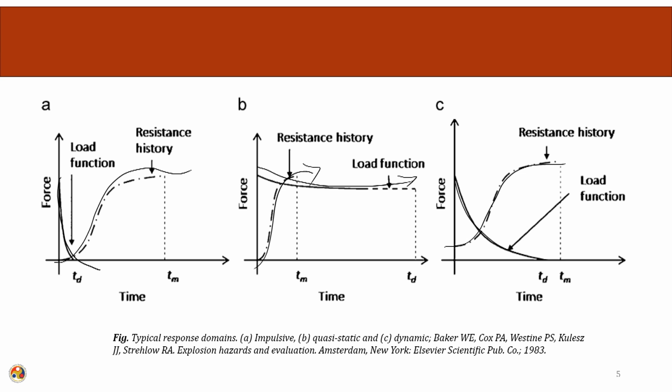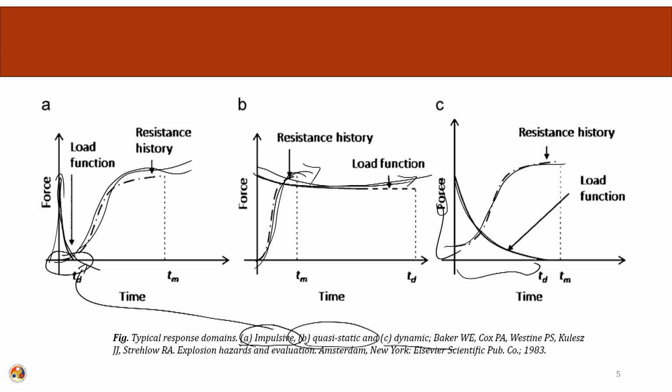So, the first one we are calling the impulsive region: short duration, high magnitude of the loading. This is how the response of the system will look. The middle one is the quasi static: the loading time is large and the pressure is also large, so the total intensity is medium. This is the resistance function. The third one is the dynamic: intermediate time and intermediate pressure.